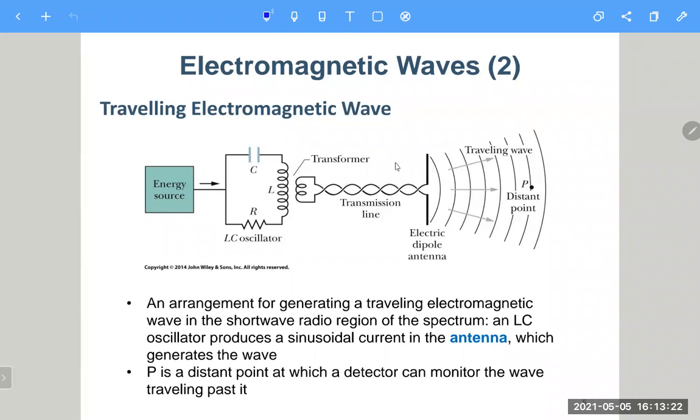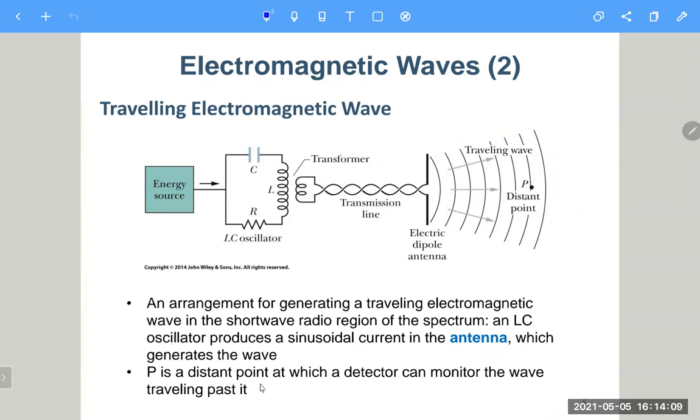And the time varying magnetic field, due to Faraday's law, will generate a time varying electric field. Then the time varying electric field will further generate a time varying magnetic field. So it will generate an EM wave, and so on and so forth. It's like a wave propagating through space. So this is an arrangement for generating a traveling EM wave in the shortwave radio region of the spectrum. An LC oscillator produces a sinusoidal current in the antenna. This is a symbol of the antenna, which generates a wave.